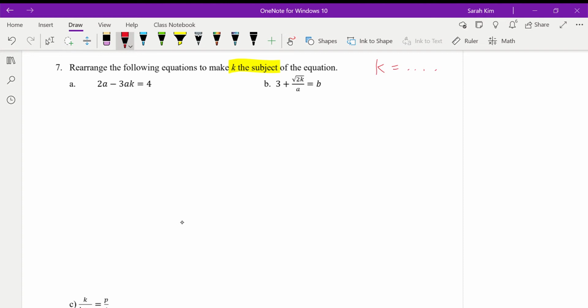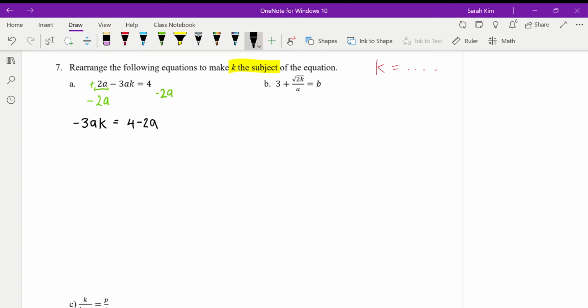Having a look, my k is in this term. So basically, -3 and a is kind of connected to it. So what I'm going to do is first of all get rid of the one furthest away, which is 2a. Now there's a positive there. It's a plus 2a, so I've got to do the opposite, which is minus 2a to both sides. So I have -3ak equals 4 minus 2a.